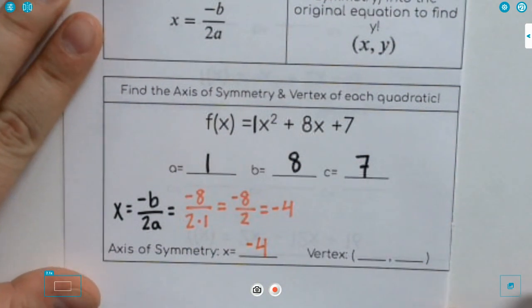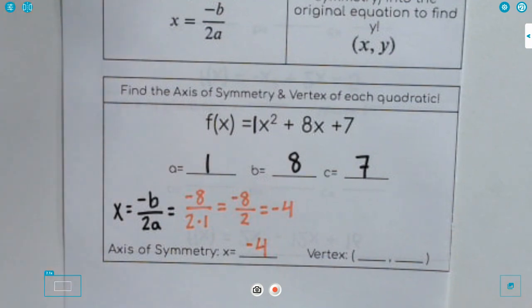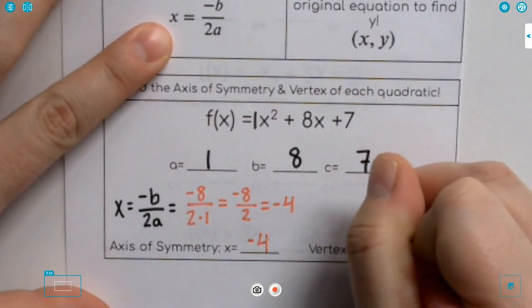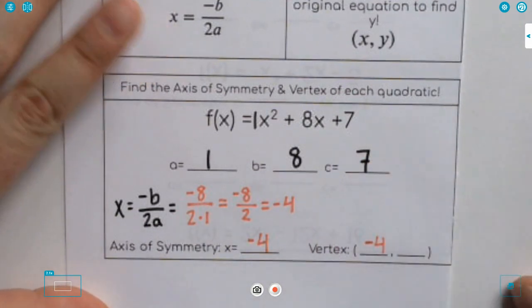We learned last semester that vertical lines are x equals, so that'll be a vertical line at negative 4. The next thing I can do is that x right here is the x of my vertex. So I can just write negative 4 down here as well. I've already got half that answer.